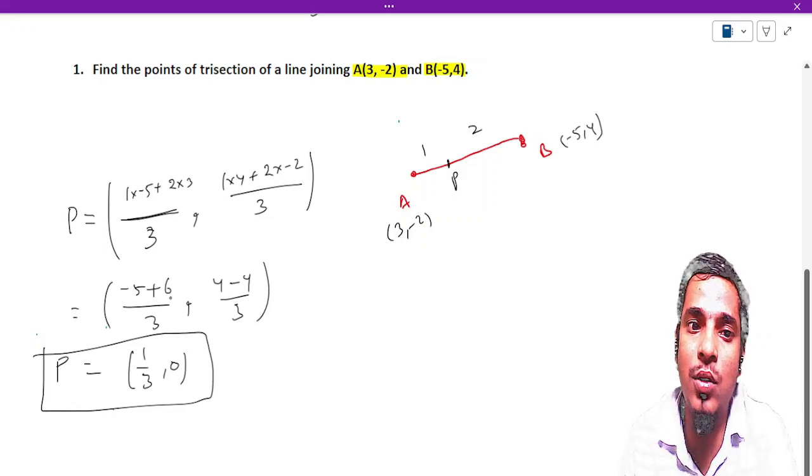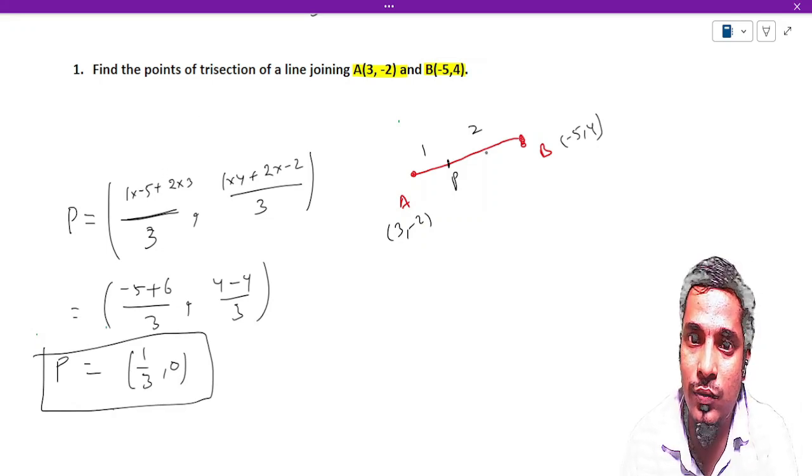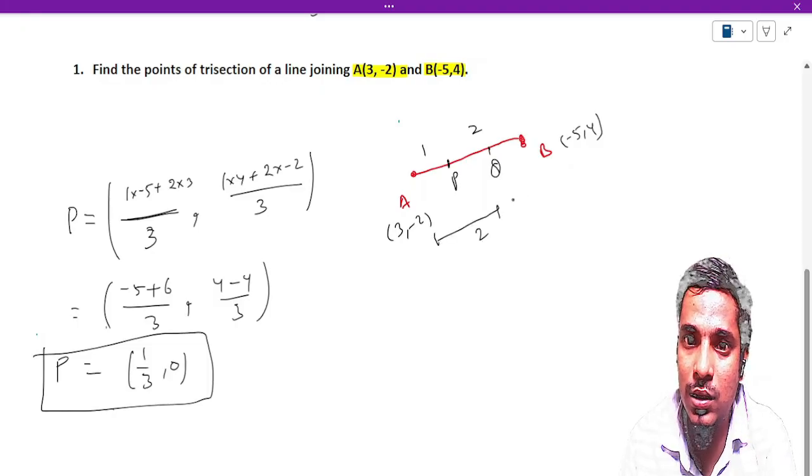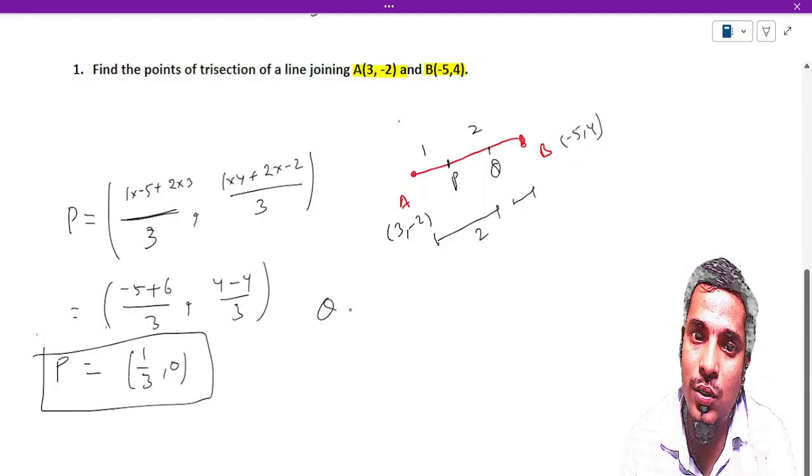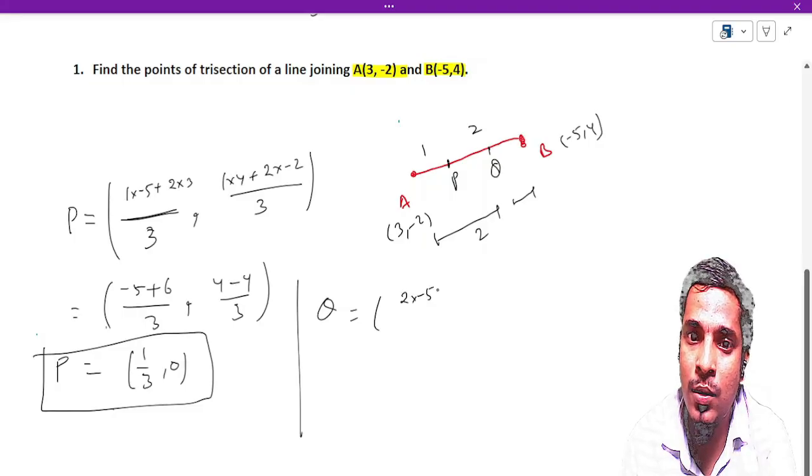And this is one coordinate. So we need to look for another coordinate. So another coordinate is Q. Now this time this part is 2 and this part is 1, right? So we can write the coordinate of Q is equal to 2 times of minus 5 plus 1 times of 3 divided by sum of ratio, which is 3.